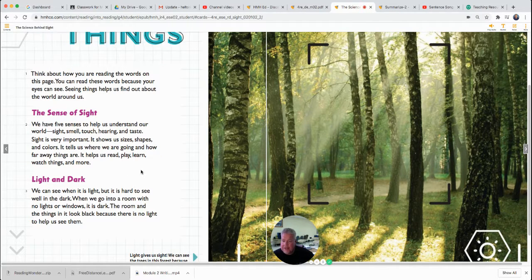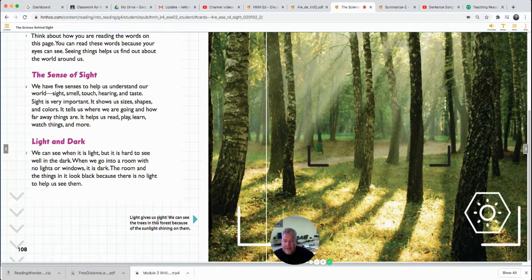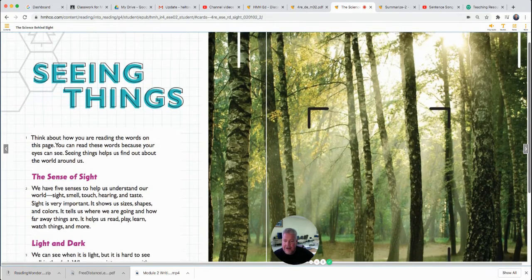Light and dark. We can see when it is light, but it is hard to see well in the dark. When we go into a room with no lights or windows, it is dark. The room and the things in it look black because there is no light to help us see. Down here at the bottom, light gives us sight. We can see the trees in this forest because of the sunlight shining on them. So we learn from this page we've got to have light to see, don't we? You can't see anything in the dark.